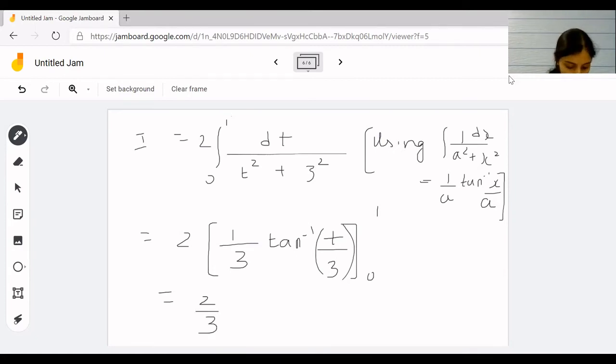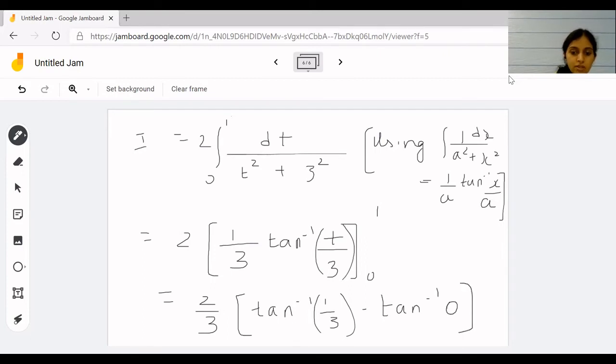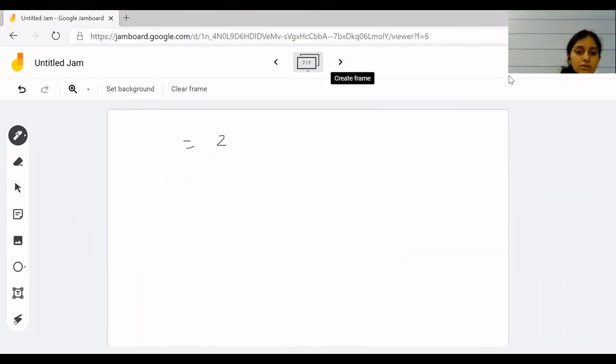Tan inverse of 1 upon 3 minus tan inverse of 0. So the final answer is 2 upon 3 tan inverse 1 upon 3. Okay, this is your final answer for the question number 5.